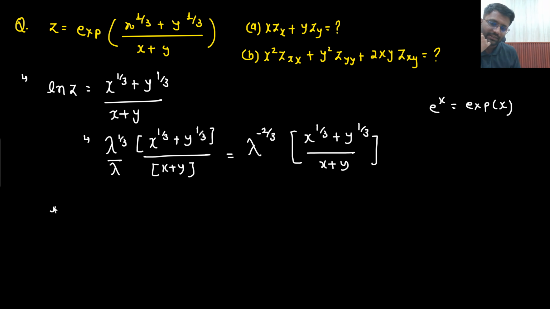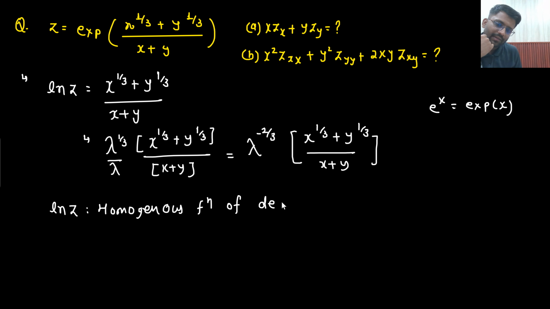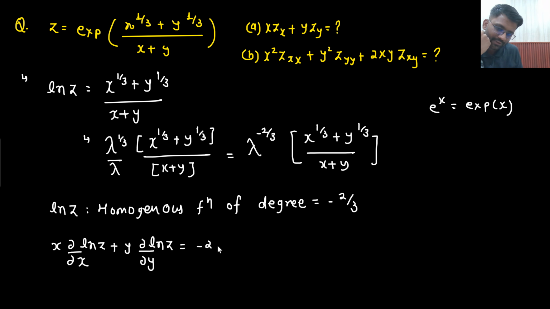So ln z is a homogeneous function of degree what? It could be a real number, no? Degree could be anything, which is minus 2 by 3. Understandable? Okay. So what would I do? x into del by del x of the homogeneous function plus y into del by del y of the homogeneous function will be equal to minus 2 by 3 times the homogeneous function.